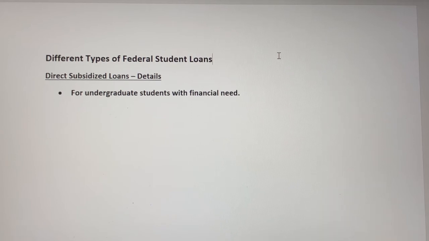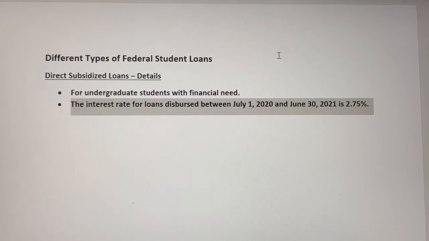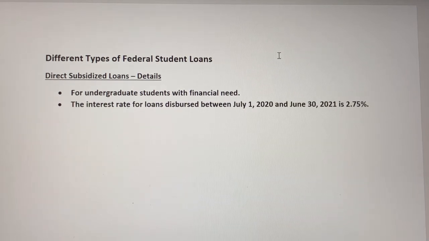If you're a graduate student or a student seeking a professional degree, you cannot receive subsidized loans. You'll go right to the unsubsidized loans. The interest rate for these, if you take it out between July of 2020 and June of 2021, is 2.75%. The pandemic can affect things, but you still need to know what your interest rate is going into the disbursement of those loan funds. So your interest rate would be 2.75%.